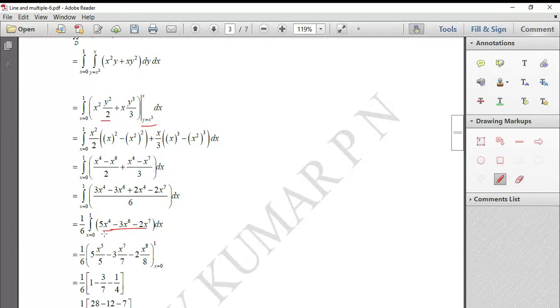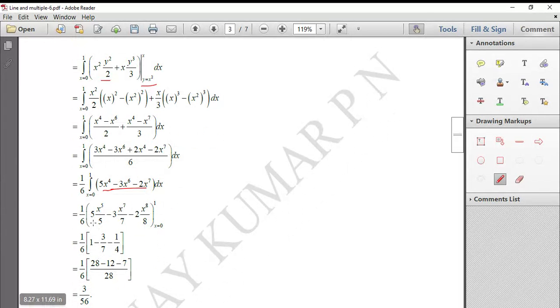So what is the integral of x to the power of 4? 5 is constant, that will remain as it is. x to the power of 5 by 5 minus x to the power of 6. Integral of x to the power of 6 is x to the power of 7 by 7 minus 2 into integral of x to the power of 7 is x to the power of 8 by 8. And the limit is from 0 to 1. Now 5 gets canceled here. And if you apply the limit, 1 to the power of 5 is 1 minus 0 to the power of 5, 0.